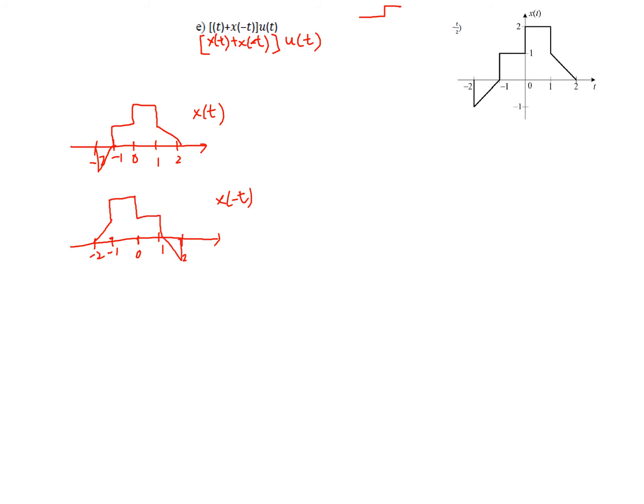Alright, now you see, we need to do the summation first. x(t) will need to be added to x(-t). So if you add them up, what will it be? You look at this one. I shouldn't draw it that low because later we still need to multiply by the u(t). So let me draw it here.